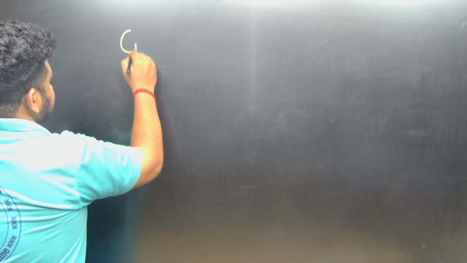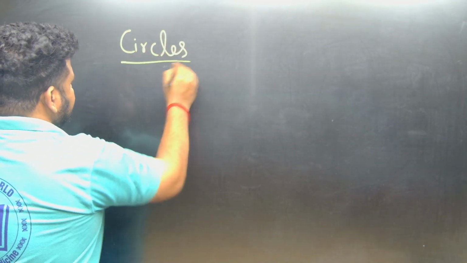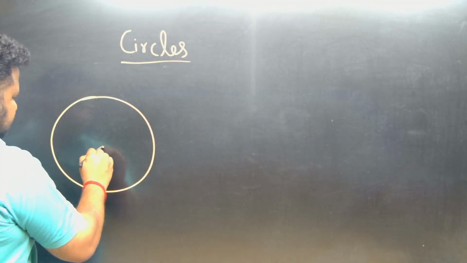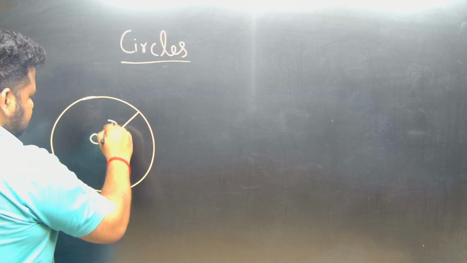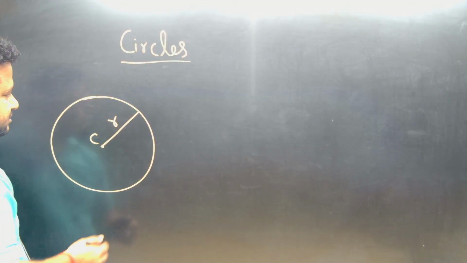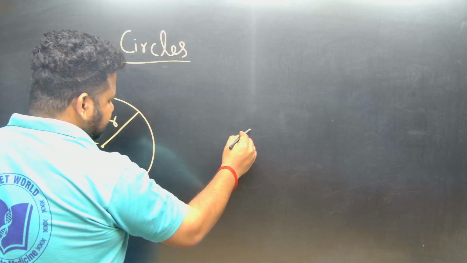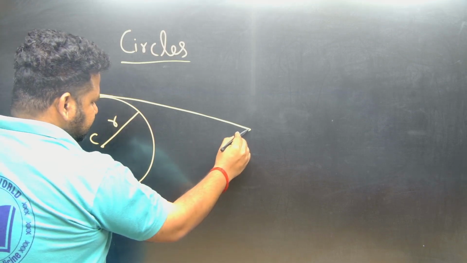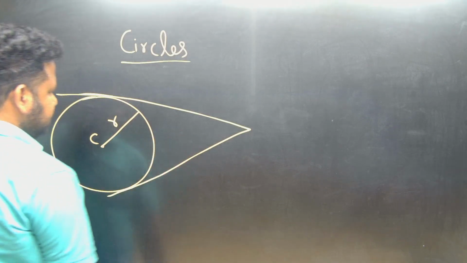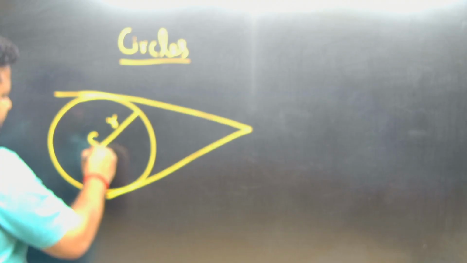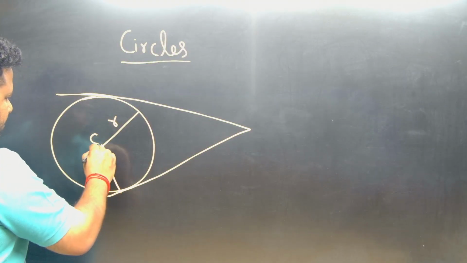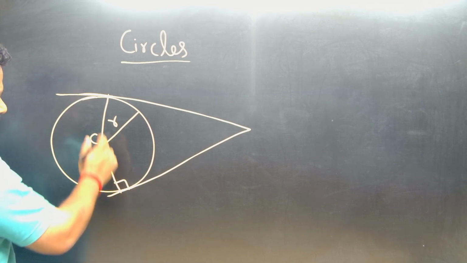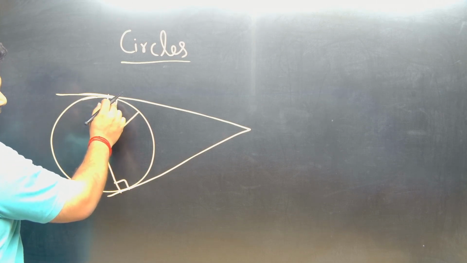In your class 10th you would have studied that a circle has a center and a radius, and you would have studied something called tangents. Suppose you draw two tangents from an external point. If you join the center to the point of contact, this radius will be perpendicular to the tangent at the point of contact, and here also the radius will be perpendicular to the tangent at the point of contact.